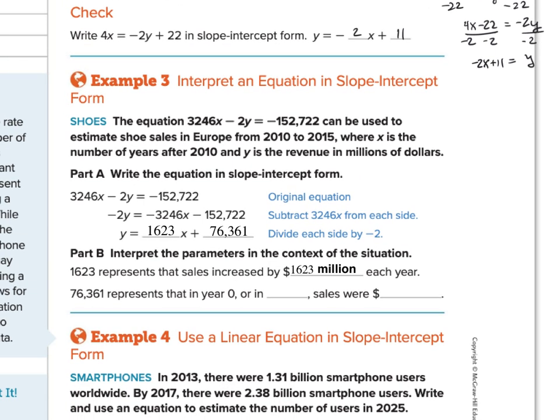Now, interpreting those equations, remembering that slope-intercept form has a constant, which is my y-intercept. You know, that's where we intercept the y-axis. It's sort of like an initial cost, an initial fee, a starting point, and then you have your slope with something changing over time. So that slope is going to be what is affected by change.